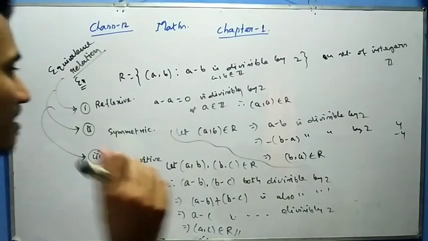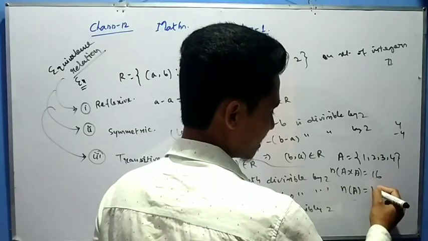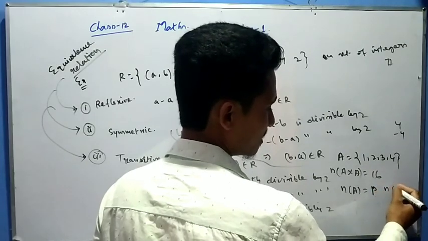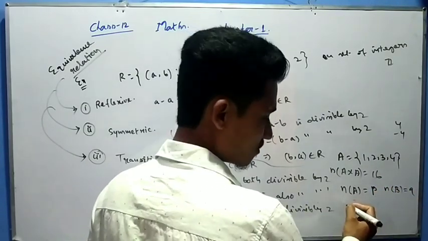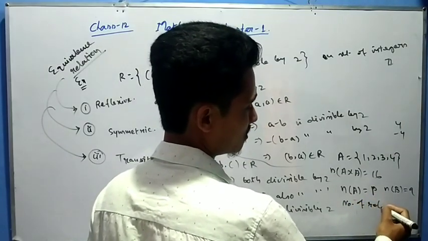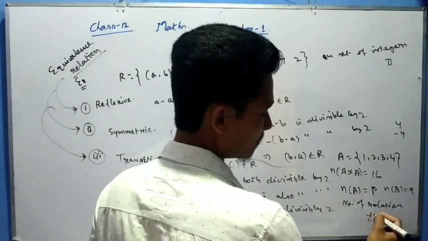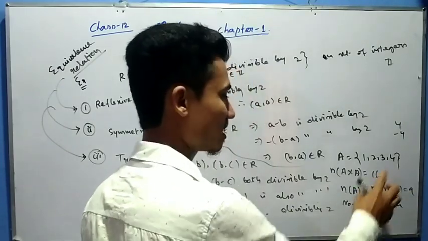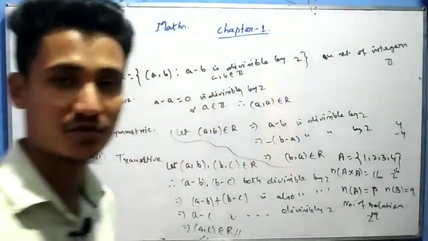Let me tell you another thing. If the number of elements in a set A is P and the number of elements in a set B is Q, then always remember that the number of relations we can define from the set A to B is always 2 to the power P into Q. For this set, how many relations can you define? 2 to the power 16 relations you can define.